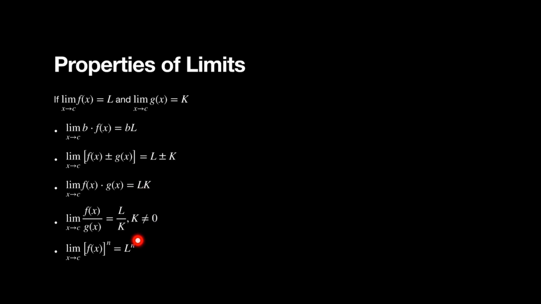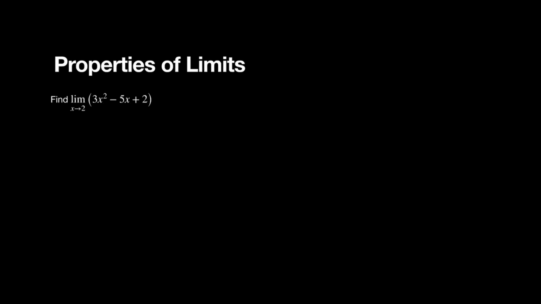Same idea for the limit of a quotient. The limit of f divided by g is L divided by k, assuming that k does not equal 0, so we don't have some domain issue. And then finally, if we want to take the limit of f raised to the n, that's going to be L raised to the n. So basically what this list of properties is saying is that when we have combinations of functions, we can find the limit of each piece separately and then do the operation, whether it's addition, subtraction, multiplication, division, etc.